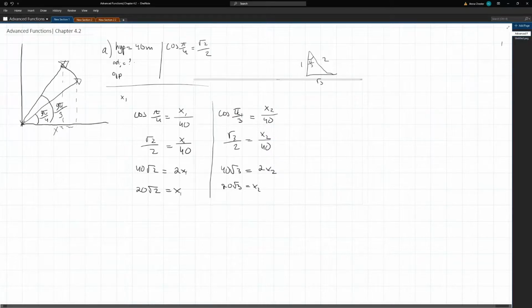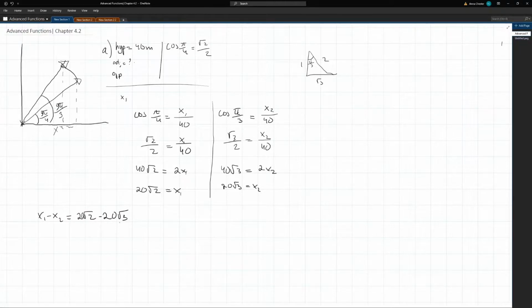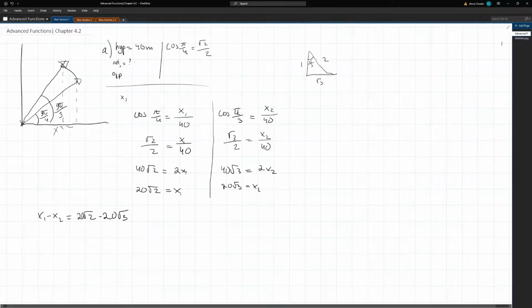Now we just find the difference between x1 and x2. So x1 minus x2 is equal to 20 square root of 2 minus 20 square root of 3. This is the exact expression. It doesn't tell us to actually estimate what the values are. Therefore, this is our answer for A.